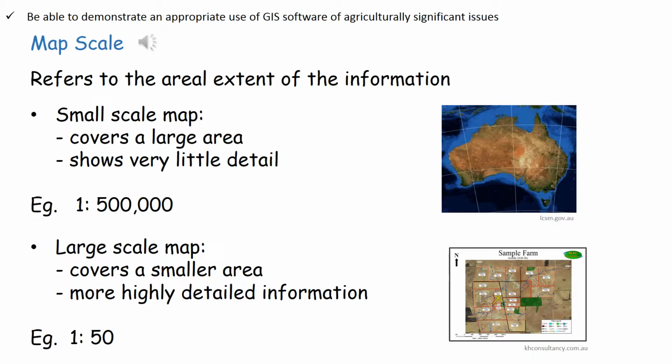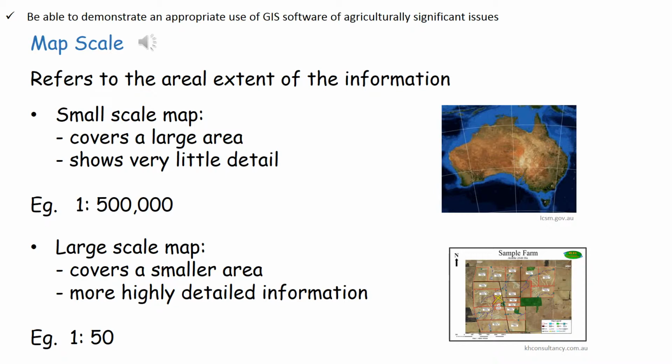Map scale refers to the areal extent of the information shown on a map. So this is referring to how wide or how large a geographical area is portrayed on a map. On the right there are two map images. One is an image of Australia, which covers a large areal extent, a large geographical region. And below that is a sample farm map, which covers a much smaller geographical region than that of Australia.